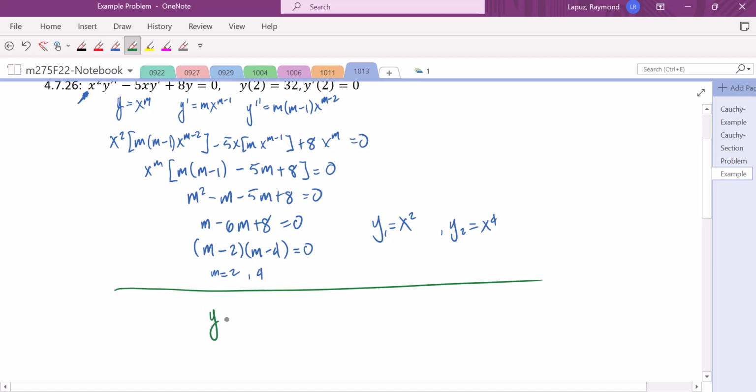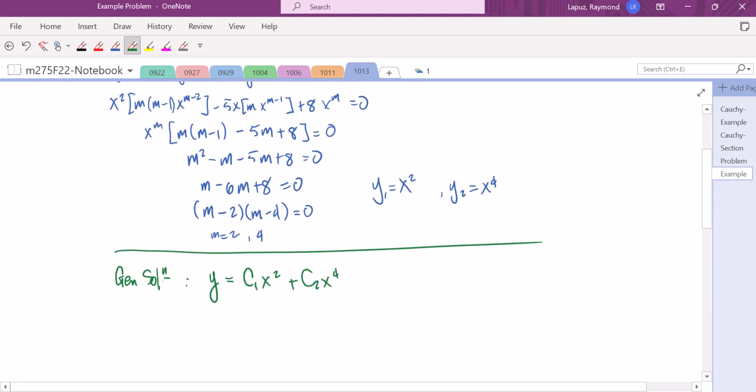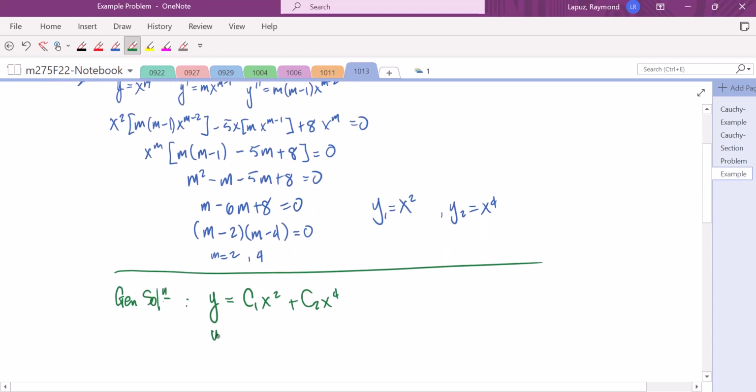We know that our general solution is of the form y is equal to c1 times y1, so that's x squared, plus c2 times y2, that's x to the fourth. And we want to use the initial conditions to solve for this. We also will need the derivative, so let's go ahead and take the derivative, and that will be 2c1 x to the first plus 4c2 x to the third.